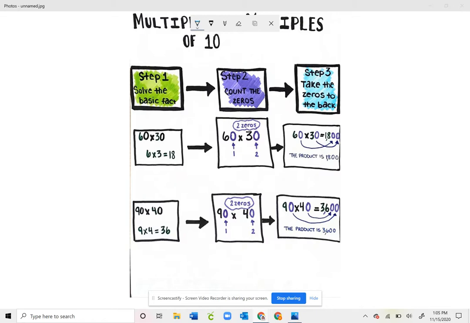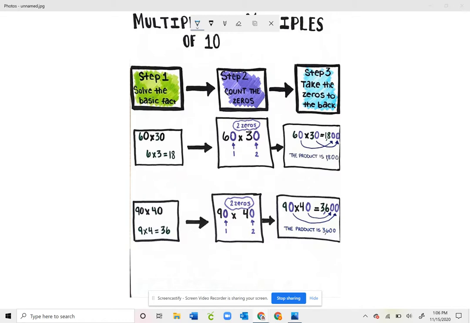18 is my basic fact. My second step is to count the zeros, just like I did before. 1 zero, 2 zeros. Then I tack my zeros to the back. So I have 60 times 30 equals 1,800 because I put the zeros on the back.